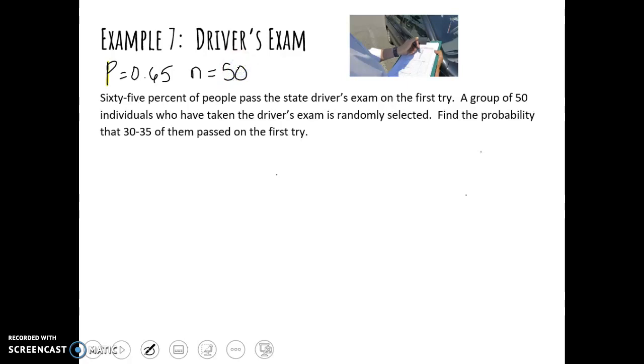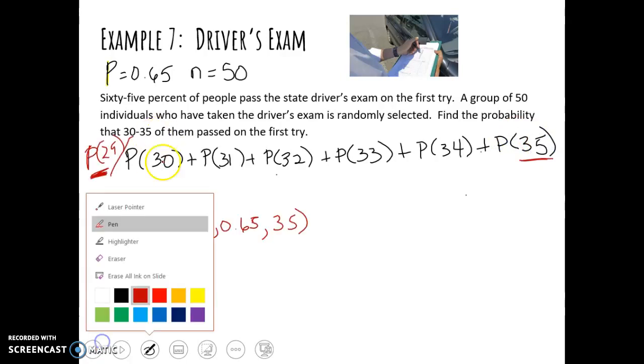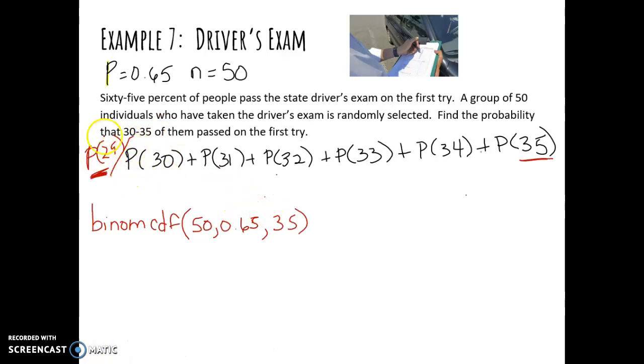Okay, so we want 30 to 35. So basically what we want is the probability of 30 plus the probability of 31 plus the probability of 32 plus the probability of 33 plus the probability of 34 plus the probability of 35. If you think of what comes before this, before the probability of 30, we got probability of 29, probability of 28, all the way down to probability of 0.